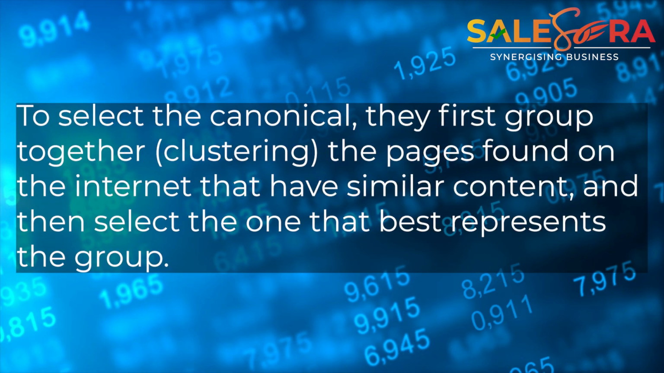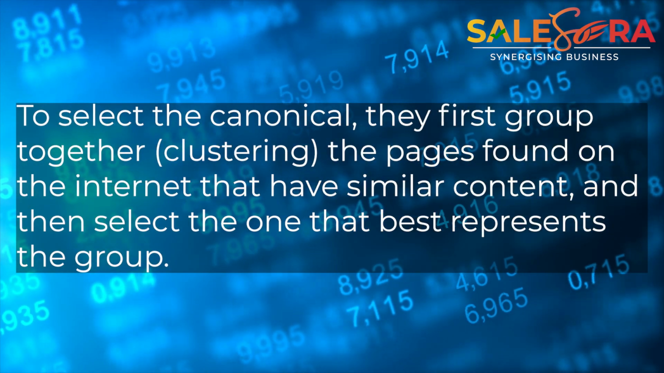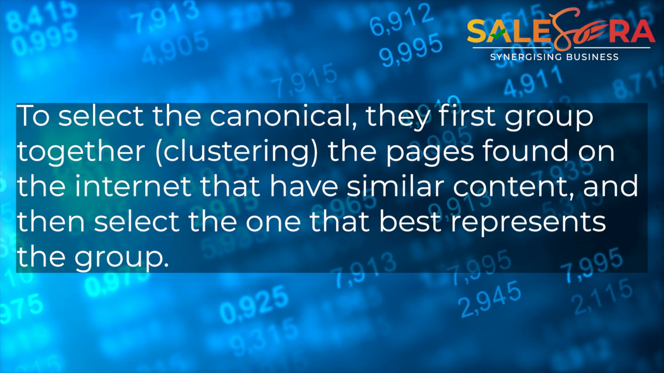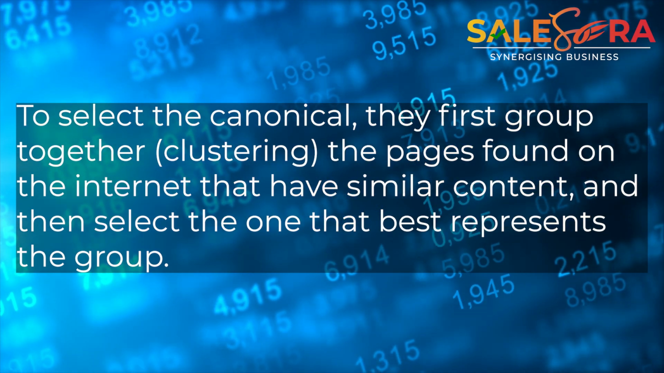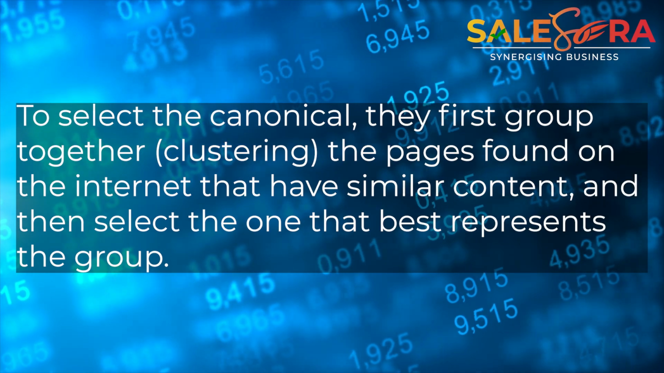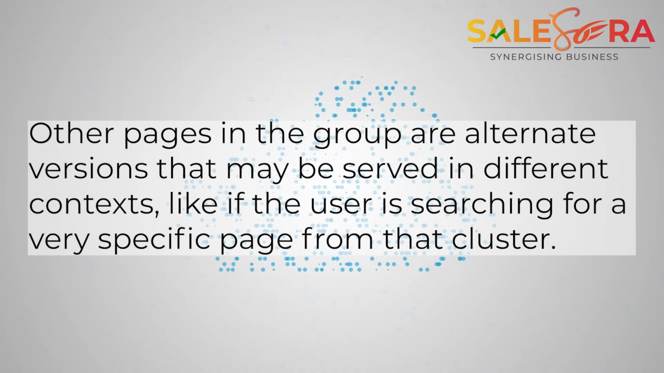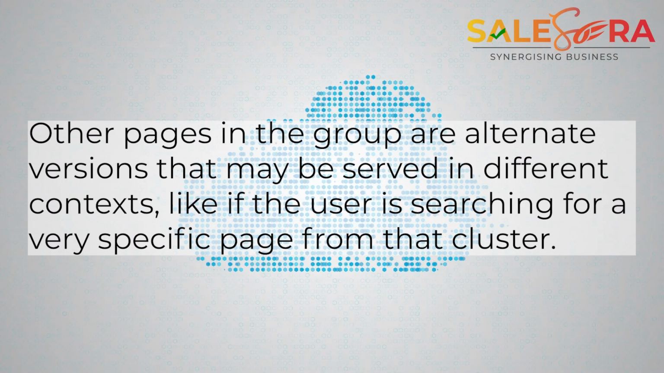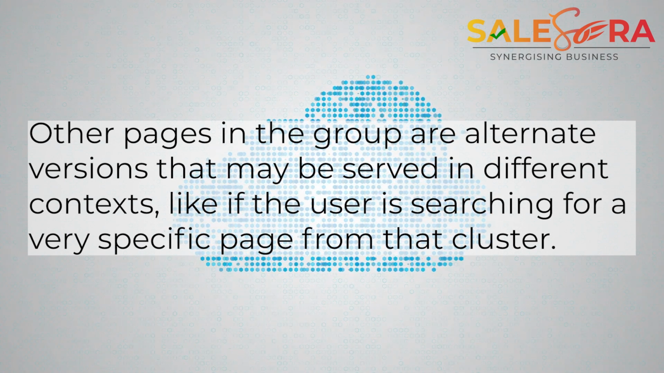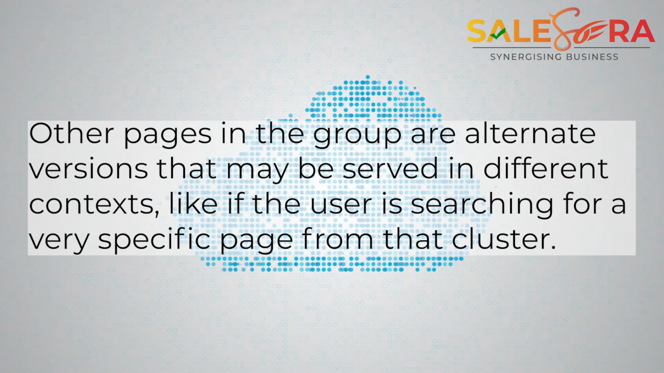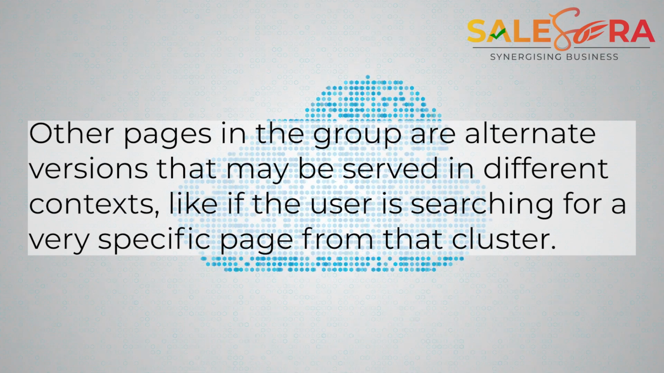To select the canonical, they first group together, clustering, the pages found on the internet that have similar content, and then select the one that best represents the group. Other pages in the group are alternate versions that may be served in different contexts, like if the user is searching for a very specific page from that cluster.